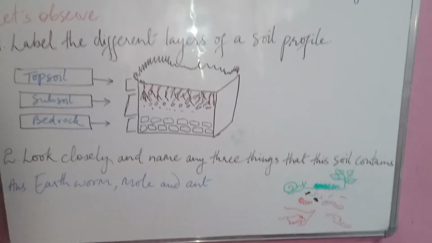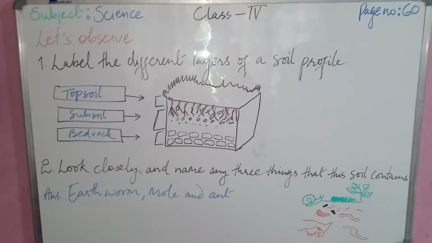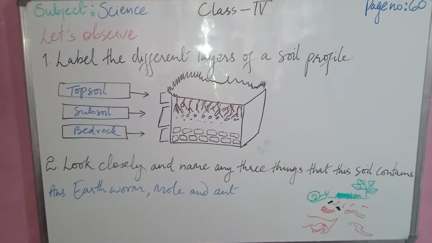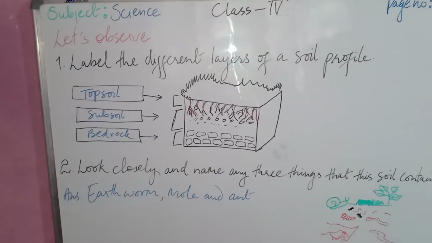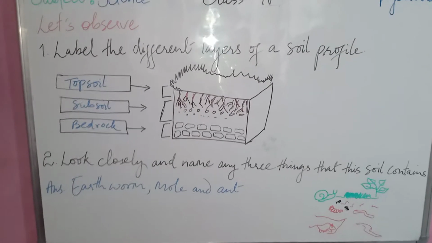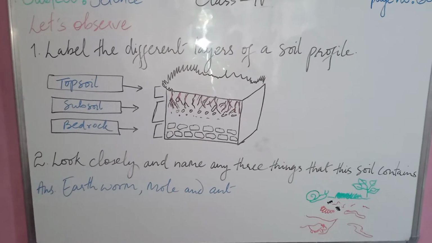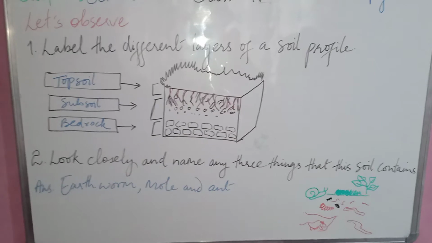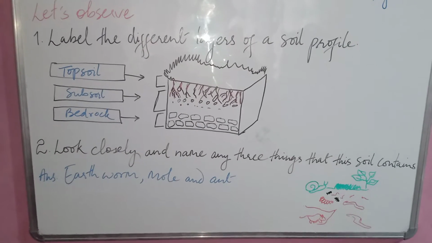Moving on. So now let's begin with the Let's Observe questions. Label the different layers of the soil profile, as we have come across this one also. So we have to name it accordingly. The first layer we call topsoil, then the second layer is called subsoil and the last layer is called bedrock.